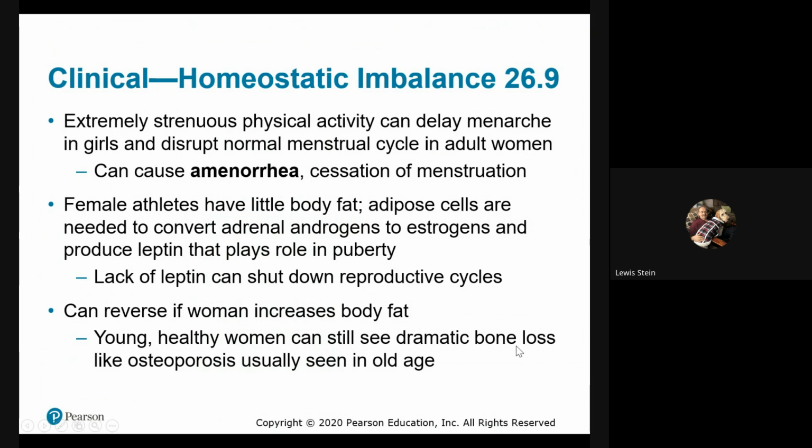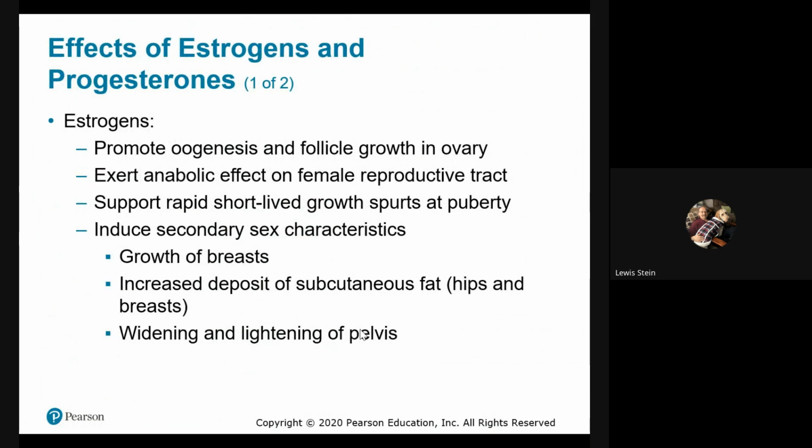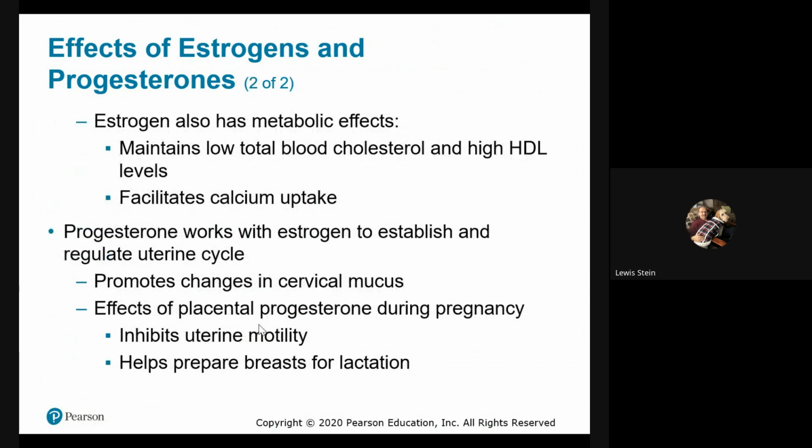Young, healthy women can still see dramatic bone loss like osteoporosis, usually seen in old age. So the role of body fat is just so important. Estrogens, obviously: oogenesis, follicular growth, anabolic effects, the growth spurts that are associated with puberty, all of the secondary sexual characteristics we're all familiar with. As you can see them here, facilitating calcium uptake. That's the role. That's osteoporosis from last term. Maintains low total blood cholesterol and high HDL levels. That's all good. That's the so-called good cholesterol. That's what you want from exercise and activity. This is the one where you want to keep that number down.